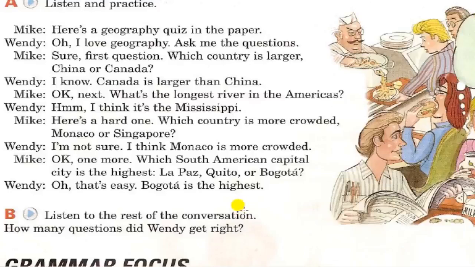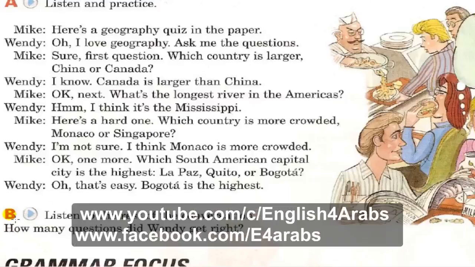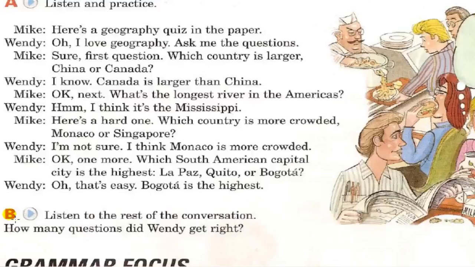Oh, of course. This next question I didn't know. Monaco is more crowded than Singapore. So I got it right? I just guessed. And finally, you said that Bogota is the highest capital city in South America. Yeah, I remember hearing that somewhere. Sorry, Wendy, but you're wrong. La Paz in Bolivia is the highest. Really? Gee, I guess I didn't do so well. 2 right, but 2 wrong.